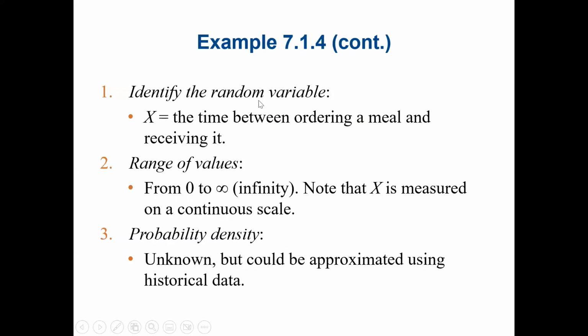So we should identify the random variable here to be the time between ordering the meal and receiving it. Now, the range of values can be from 0 to infinity. We don't know, but we should know that it is measured on a continuous scale. Then the probability density also is not known, but could be approximated using historical data.